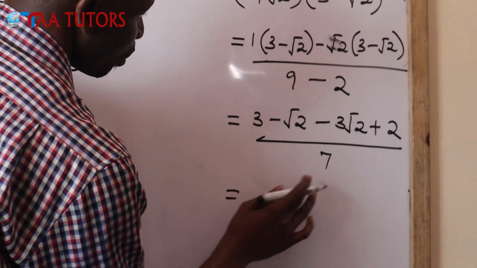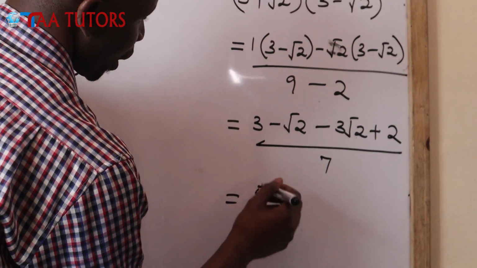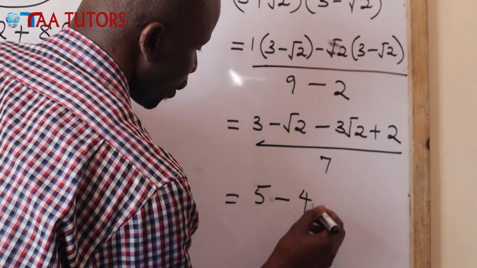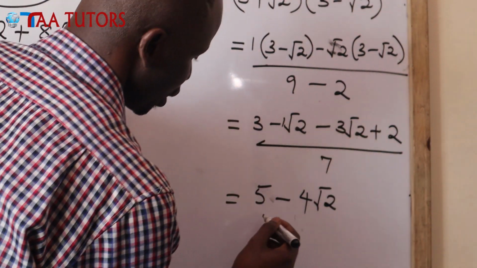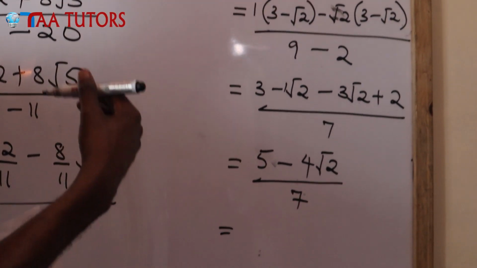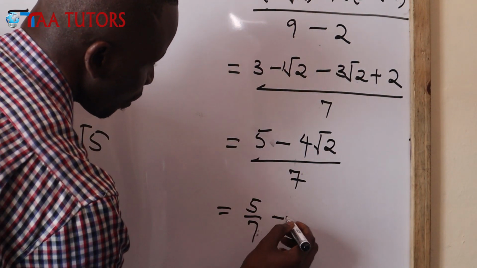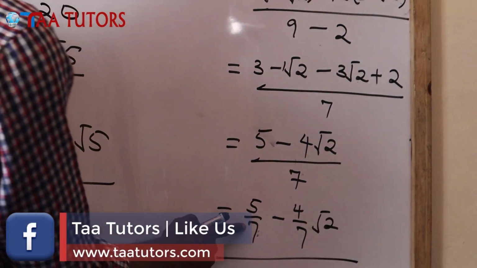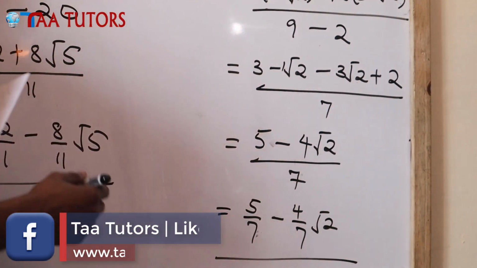3. Let me bring 2 here. 2 plus 3 is 5, minus surd 2 minus 3 surd 2 will be minus 4 surd 2, because this is 1, negative 1, negative 3. Everything divided by 7. If you are forced to give your answer in the form A plus B surd C, you will see 5 over 7 minus 4 over 7 surd 2, where in this case A is 5 over 7, B is negative 4 over 7, and C is 2.